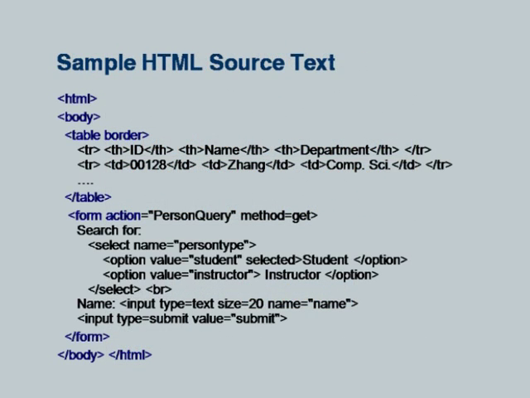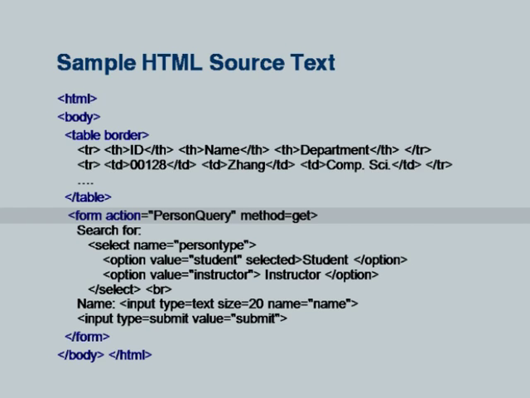If you come back here, the select, student or instructor, is here. There's a select box. Name is an input box of type text and 20 characters. And then the submit button is just a button, okay, which submits the form. And where does the form go? The form goes to the web server from which this form was downloaded in the first place, but with this thing called person query added to the URL.